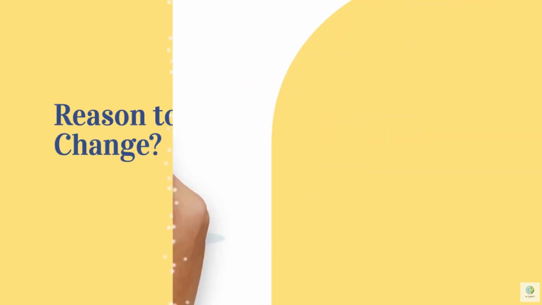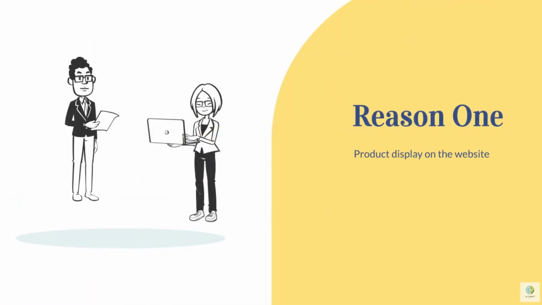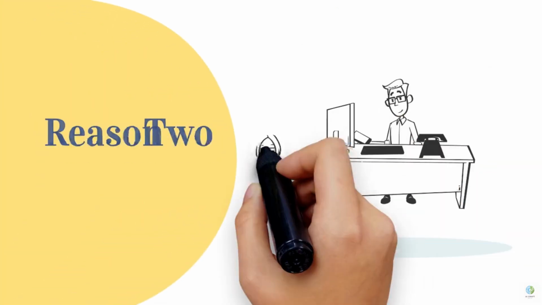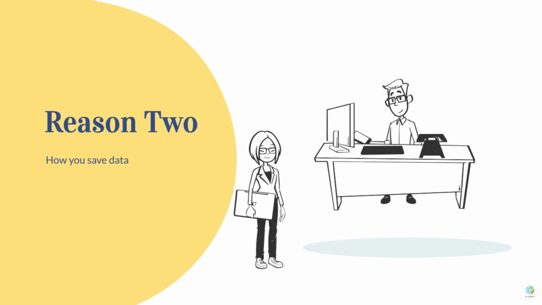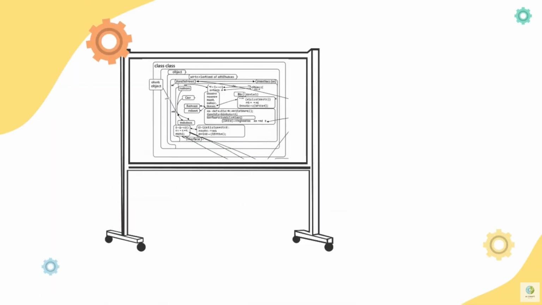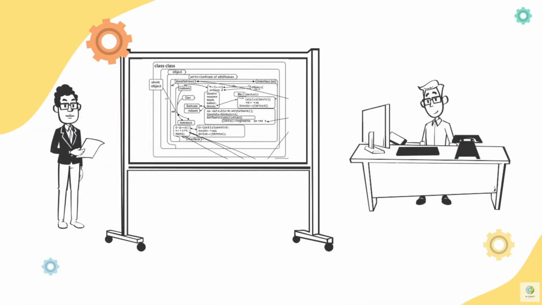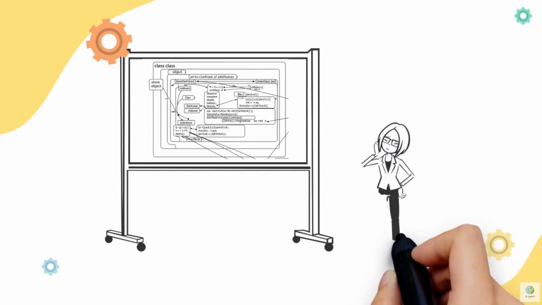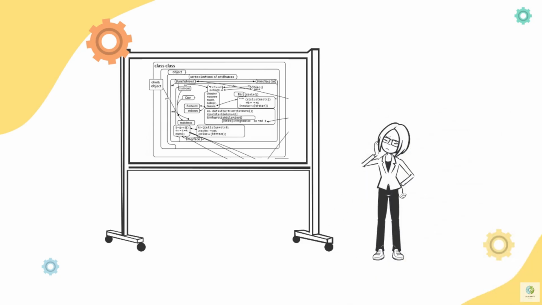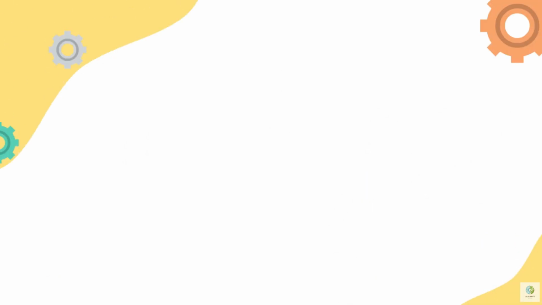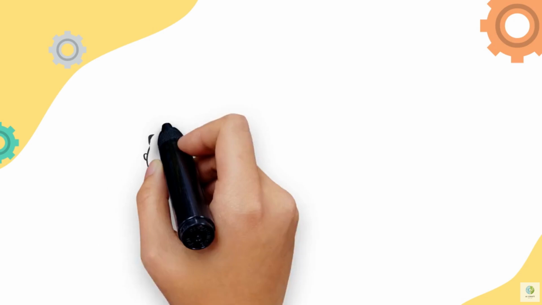For example, a marketing manager might ask you to change the product display on the website. A database admin might ask you to change how you save data. If a single piece of your code has to change because of requests from both the marketing manager and the database admin, then that code has two reasons to change. It's doing too much. So the core idea of SRP is this.